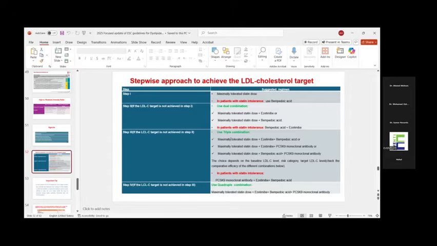And the choice between these options depends on the baseline LDL cholesterol level, risk category, target LDL level, and we will show the comparative efficacy of the different combinations in the next slide. In patients with statin intolerance, you will use PCSK9 monoclonal antibody plus ezetimibe plus bempedoic acid. And the final step will be the use of quadruple combination. If the LDL target is not achieved on the triple combination, we will use maximally tolerated statin dose plus ezetimibe plus bempedoic acid plus PCSK9 monoclonal antibody.